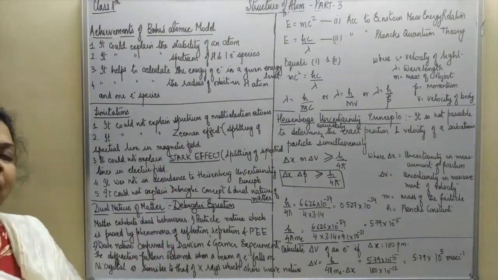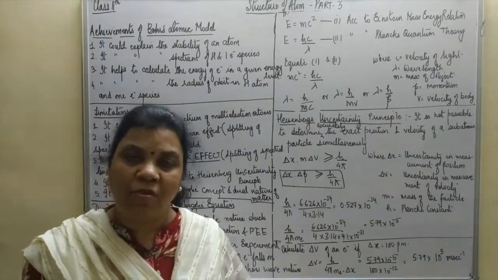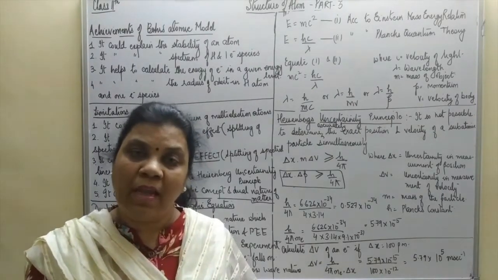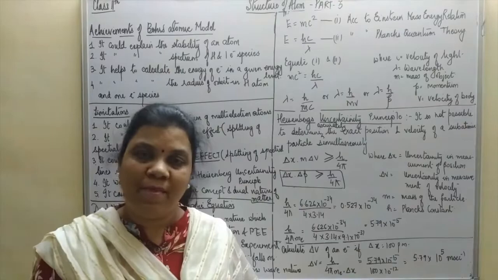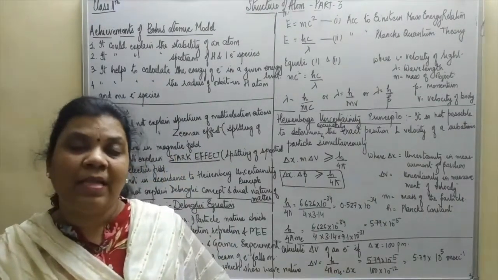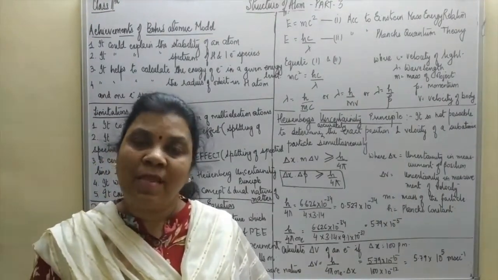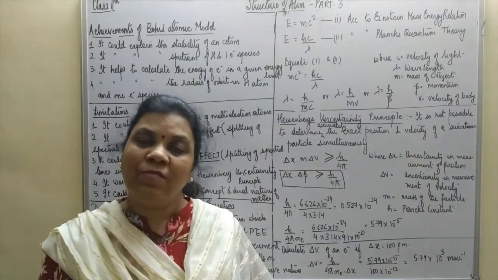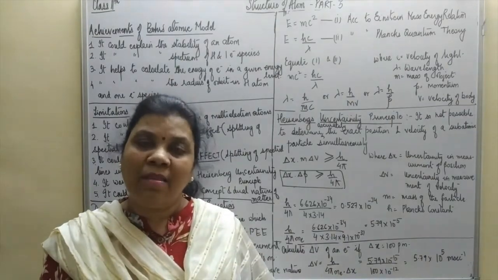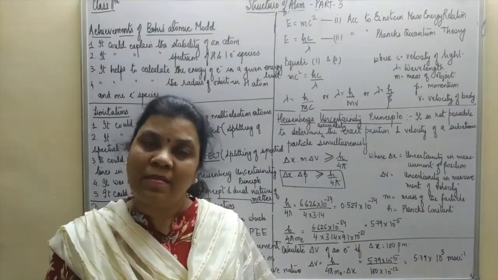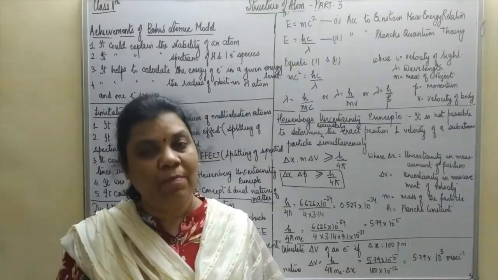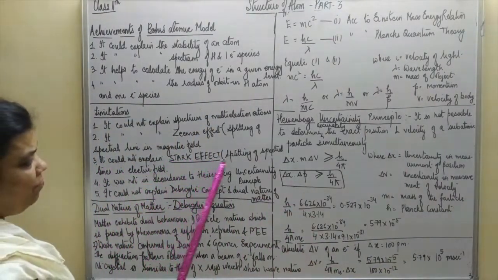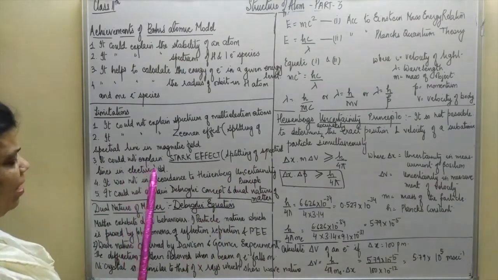Under the influence of a magnetic field, the lines in the spectrum further undergo splitting, and this phenomenon is known as the Zeeman effect, which could not be explained by Bohr. In the same manner, under the influence of an electric field, the spectral lines further undergo splitting, and this phenomenon is known as the Stark effect, which could again not be explained by Bohr. So number three, it could not explain the Stark effect, the splitting of spectral lines in an electric field.